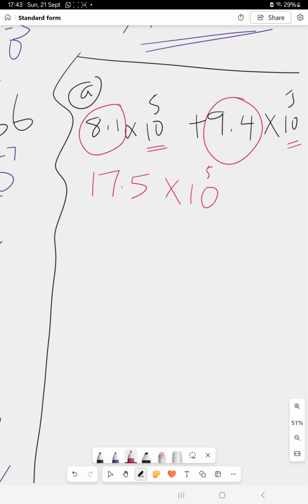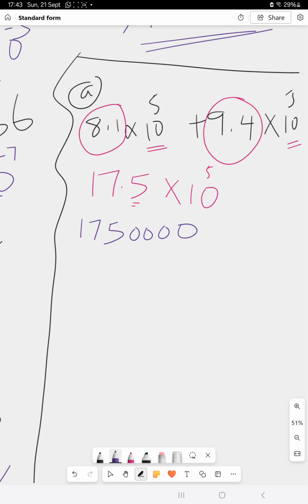Not at all. So I need to write it in standard form. First, let me write it in full. In full, that means I'll move 5 steps from here, and in full it will be 1,750,000. That is the number in full now.